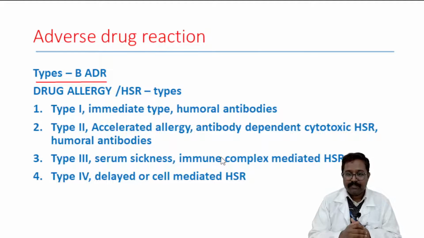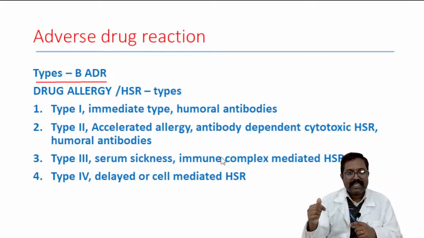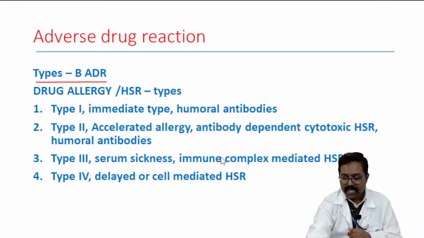Whereas type 3, in the alphabet, type 3 is C. So it is complex mediated. And the next letter is D, that is type 4, delayed hypersensitivity reactions. A, B, C, D. A stands for anaphylaxis, which is immediate type. B stands for body, antibody mediated cytotoxic hypersensitivity reaction, and 3 stands for C, complement mediated, and the last letter D, which is type 4, is the delayed type of hypersensitivity reaction. So let us see these individual adverse drug reactions.